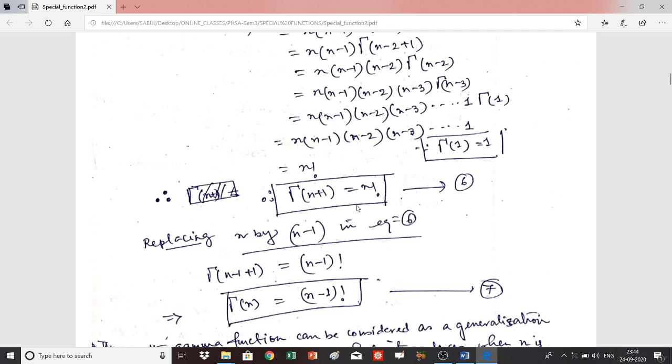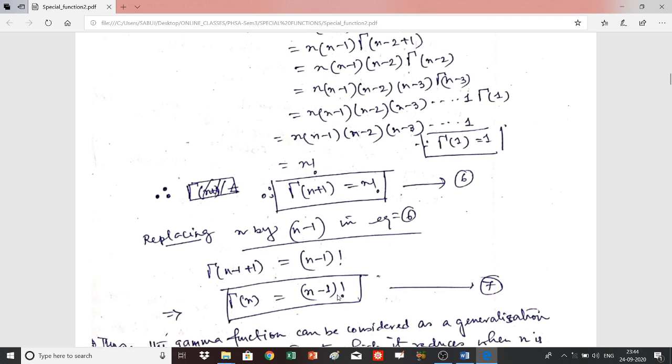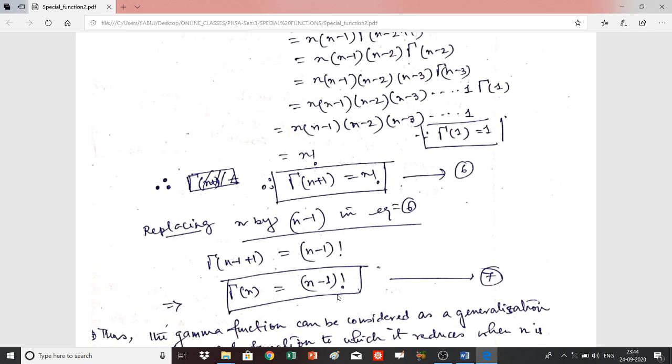And in this relation, if you replace n by n minus 1 in this expression, then the left hand side will give you gamma of (n minus 1) plus 1, and the right hand side gives n minus 1 factorial. So this is nothing but gamma n, and that will give you n minus 1 factorial. So another important relation comes from here, that is gamma n is equal to (n minus 1) factorial. So two important relations related to gamma function in terms of factorial are gamma n is equal to (n minus 1) factorial and gamma n plus 1 is equal to n factorial.